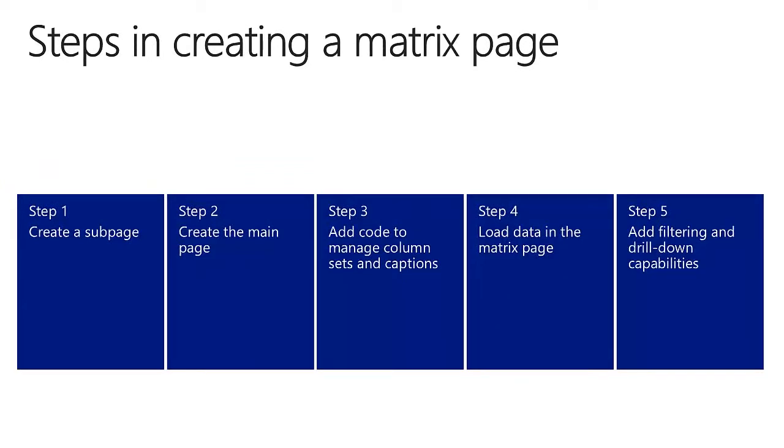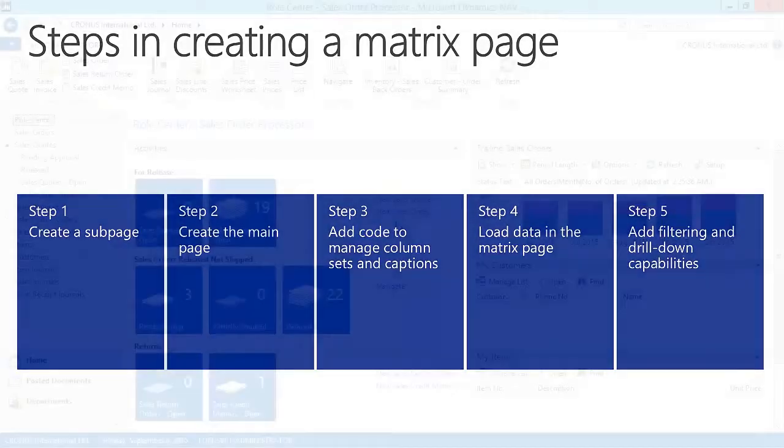We will do this in 5 steps. In the first step, I will create a subpage, which will be the matrix itself. In the second step, I will create the main page, which will control the matrix subpage. In the third step, I will add code to manage column sets and captions in the matrix. In the fourth step, I will actually load the data into the matrix page. And finally, in the last step, I will add some filtering and drill down capabilities to my matrix page.